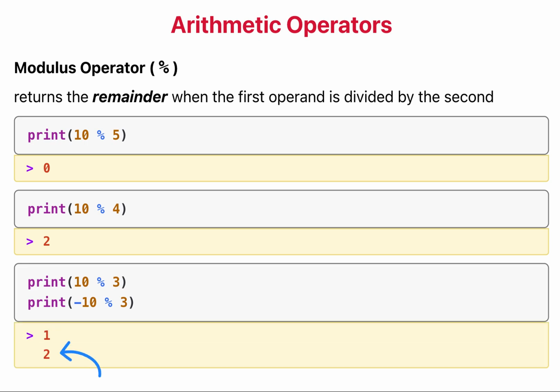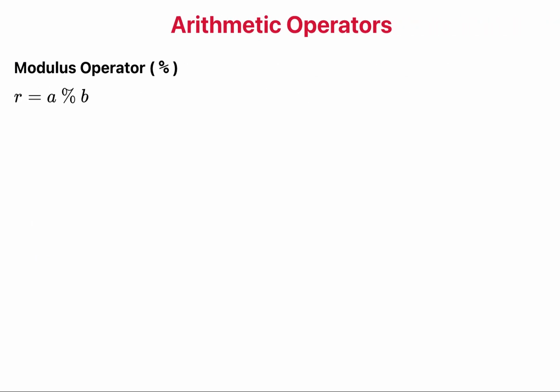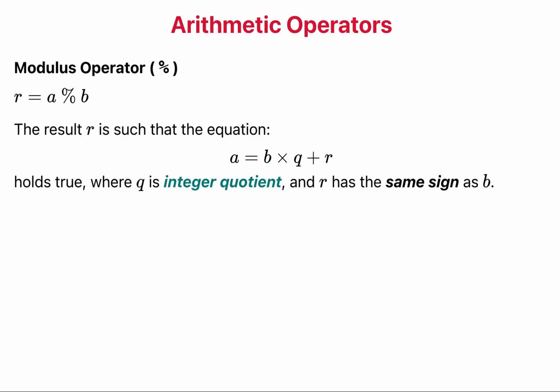Let's now try to understand the reasoning behind this. Let's say a and b are two given numbers, and r is the remainder when a is divided by b. Now, as per the definition of modulus operator, the result r should be such that the following equation holds true. Here, q is integer quotient. Also, r has the same sign as that of b, which is the divisor. In other words, the modulus result r and the divisor b should have the same sign.